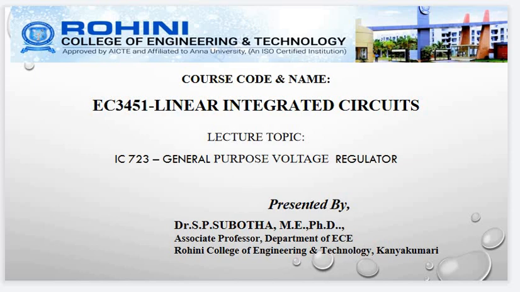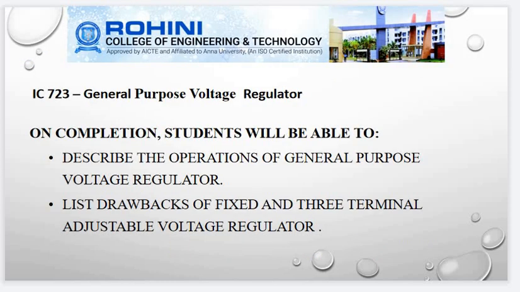Dear students, now we are going to see the subject linear integrated circuits. The subject code is EC3451 and the topic is IC723 general purpose voltage regulator. On the completion of this topic, students will be able to describe the operations of general purpose voltage regulator and list the drawbacks of fixed and three-terminal adjustable voltage regulator.